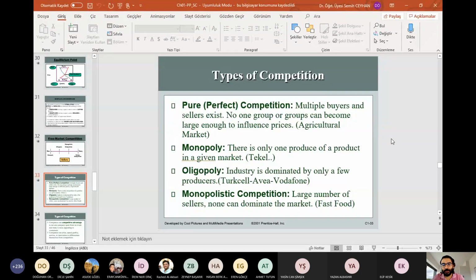Monopolistic competition: a large number of sellers, none can dominate the market. You can think about the fast food sector. Burger King and McDonald's all over the world, right? They are competing with each other.